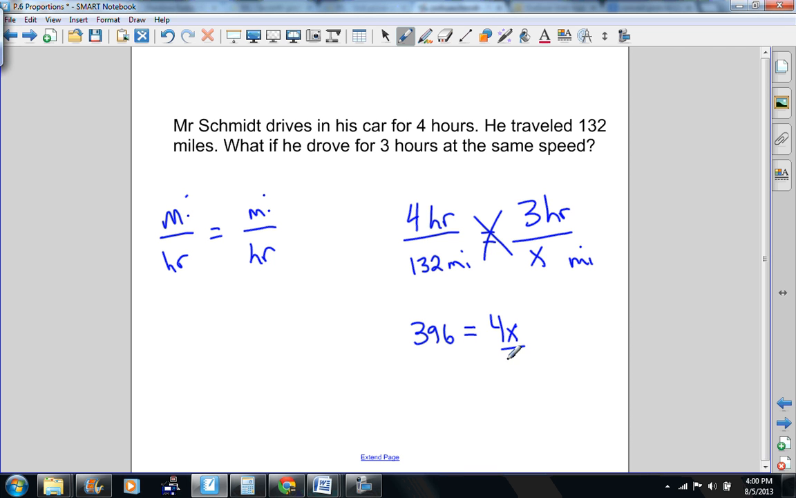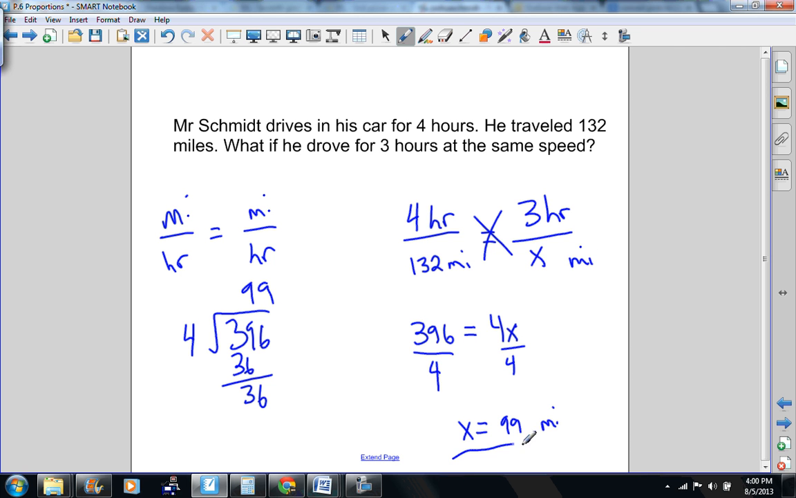And now I just divide by 4. Well, I can do this through long division. 99. And then I just have to label. And we're looking for miles, so it's 99 miles. Okay? Key to working out these problems is miles to miles, hours to hours, or whatever label. Just make sure you don't switch your labels at any point.